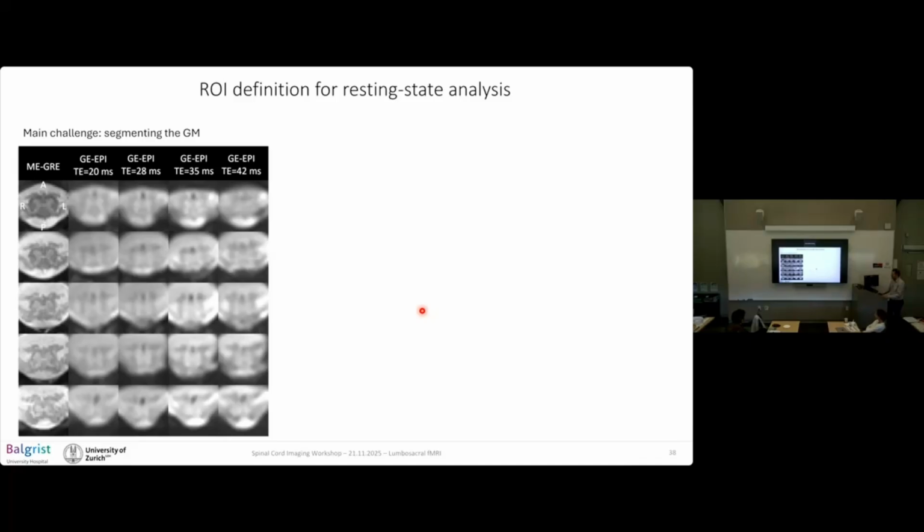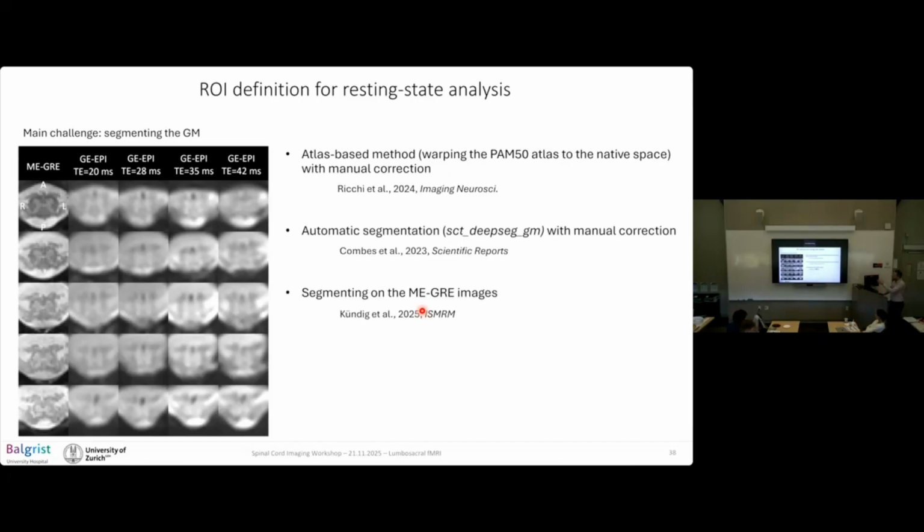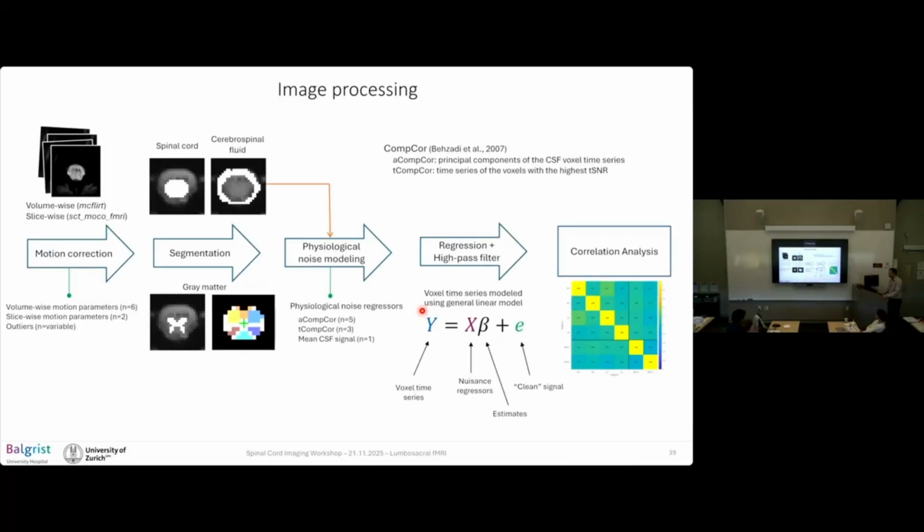And here you can see the challenge. When I think about resting state fMRI, I always think about gray matter segmentation, because it's so difficult to do, especially in the lumbar cord. So the 3 different studies all used different techniques. The first used an atlas-based approach, warping the PAM50 atlas to the native space with manual correction. The second one directly segmented the gray matter in the native space. We segmented the anatomical image, put it on the EPI and corrected it. But basically every study used manual segmentation at the end.